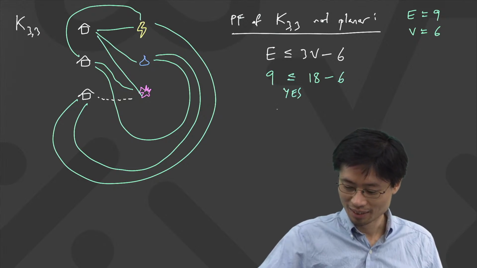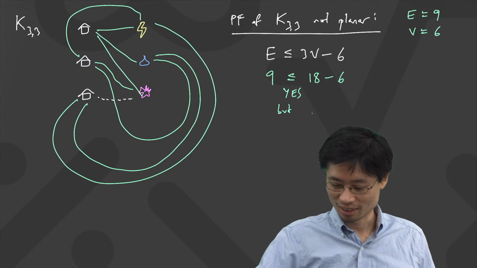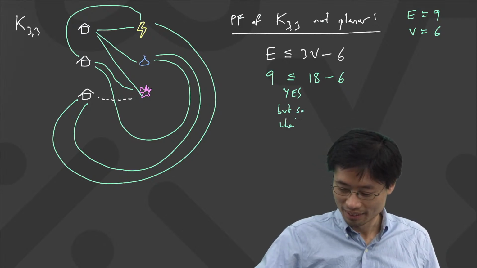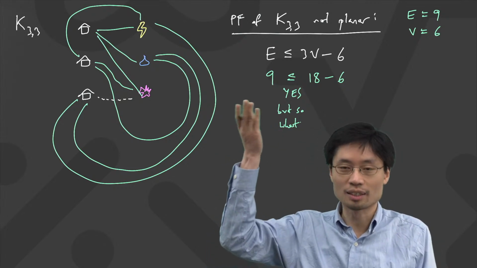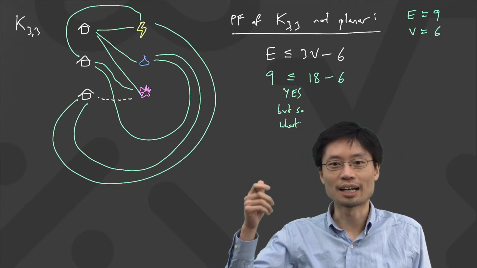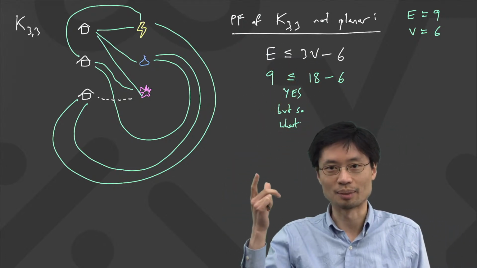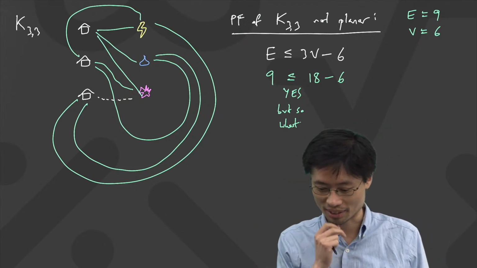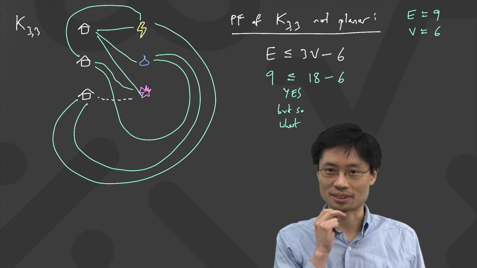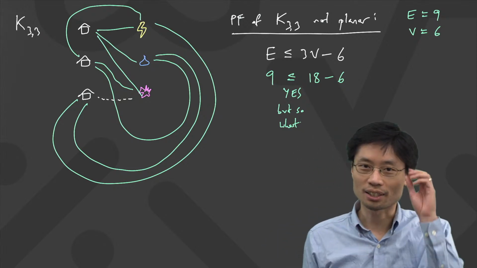Yes! But no, that's not what I want. It's like, yes, but so what? The problem is that's not a contradiction. It's okay if the statement is true. You can have non-planar things satisfying this particular statement, right? But I need to find a contradiction somehow, and this didn't give me the contradiction. I wanted a contradiction. 9 is less than or equal to 12. So how do I get a contradiction?